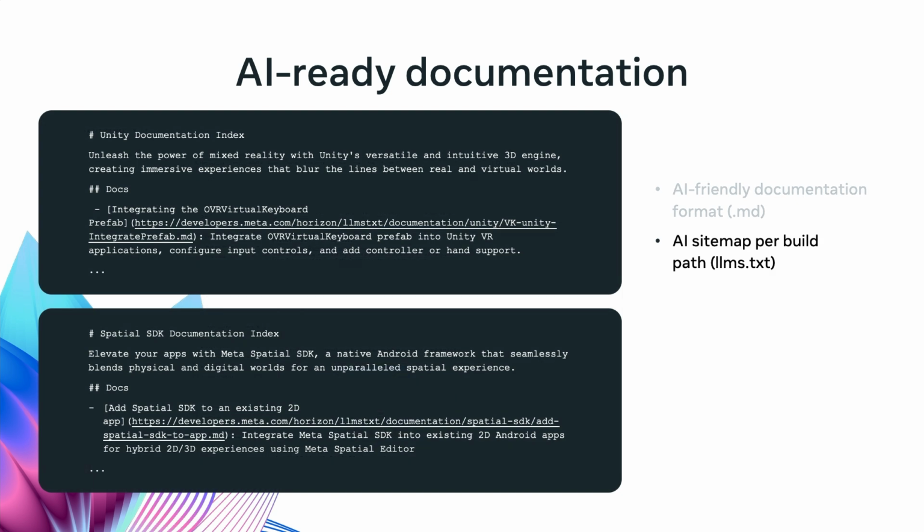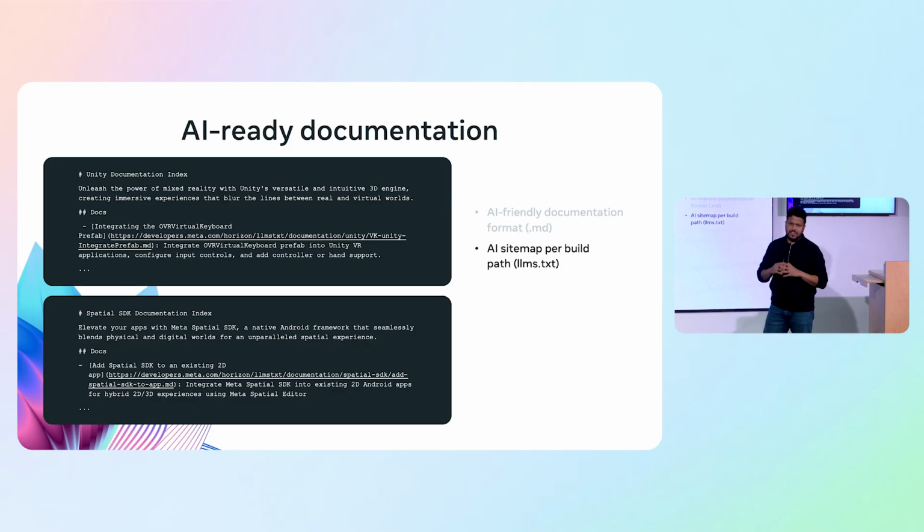Next up, we are also releasing llms.txt for all our build paths. Think of it as a sitemap for the AI, where you are providing the AI agent the complete documentation index for each build path with title, link, and summary of what the documentation contains. This way, the AI agent is actually able to figure out relevant documentation that it needs to include into its context window to be able to provide high quality answers.